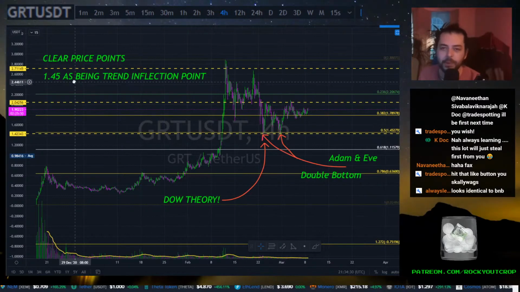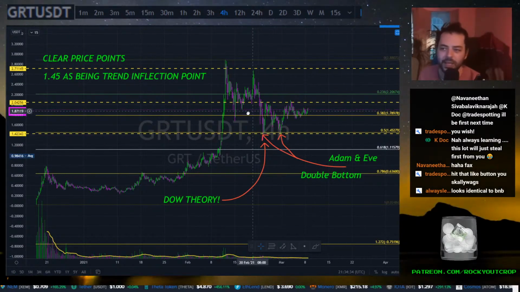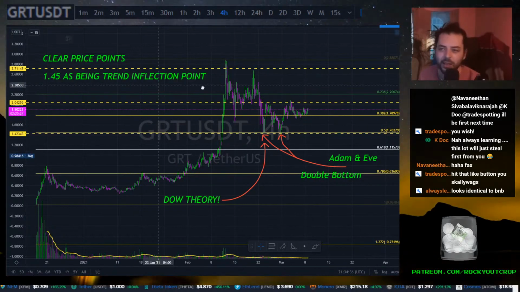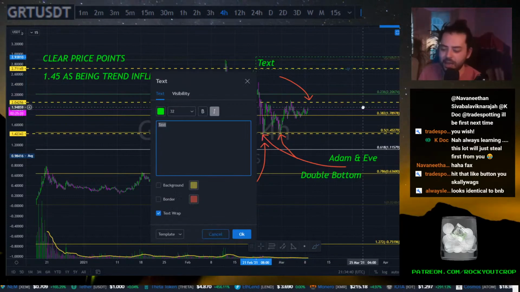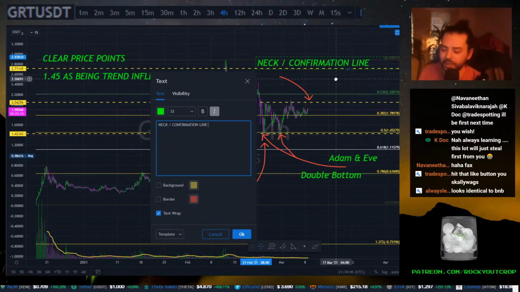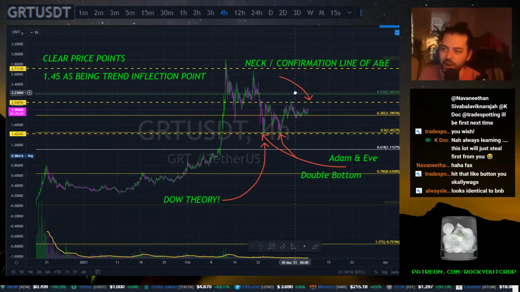Okie dokie. But what about this Adam and Eve? Is there something to be said about it? Well, look at that. This here is, of course, then therefore the neck, if you want to call it neck, or confirmation line of the A and E, the accident and emergency. Adam and Eve there. So that's what you've got there on this one.